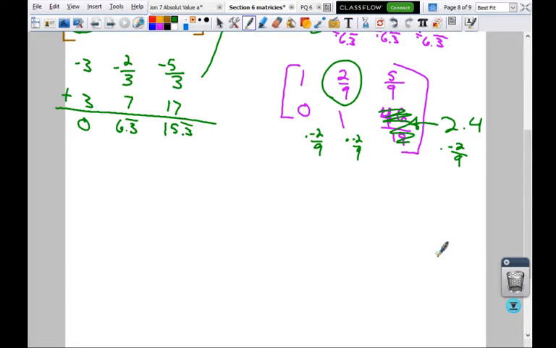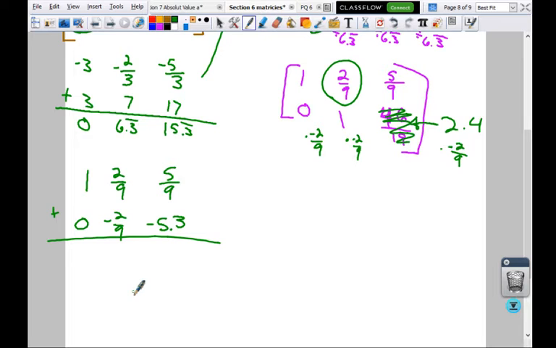Alright, so on top, I'm going to go 1, 2 over 9, 5 over 9, 0, negative 2 over 9, and then I'm just going to plug it in real quick. I'm figuring out what it is. And negative 5.3. Good enough. And we're just going to add them together. So I'm going to get 1, 0, and then 5 over 9 plus negative 5.3. We get negative 4.74.